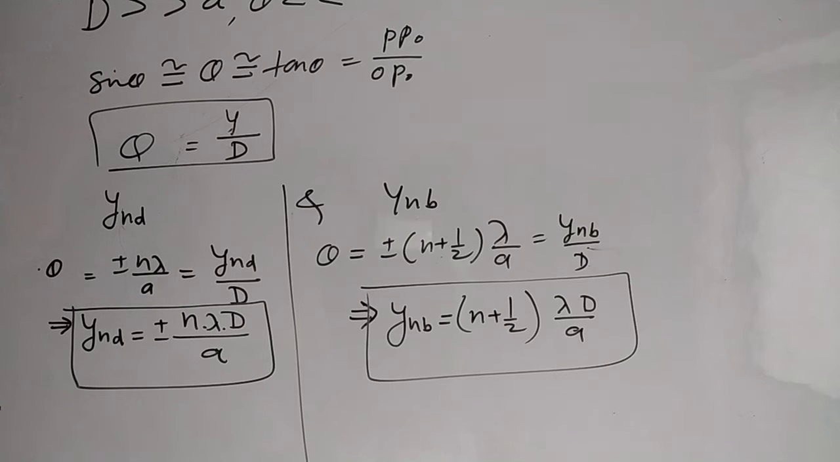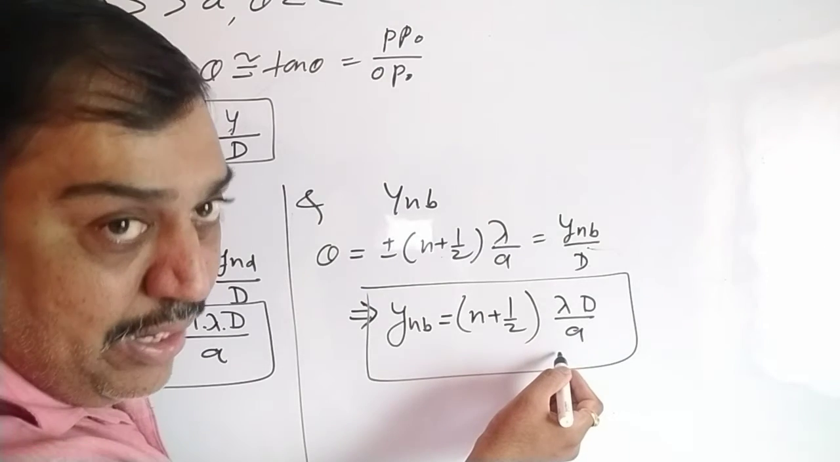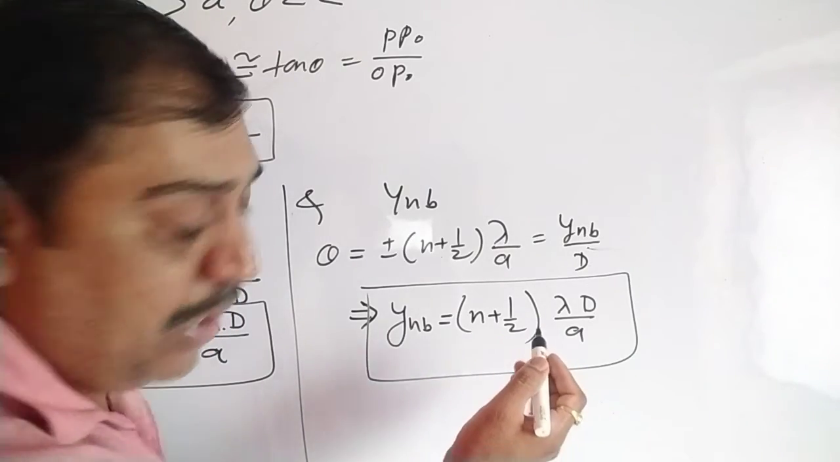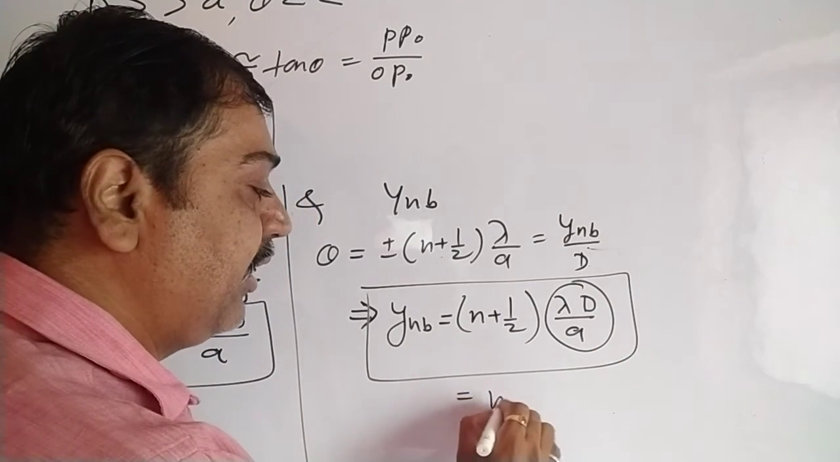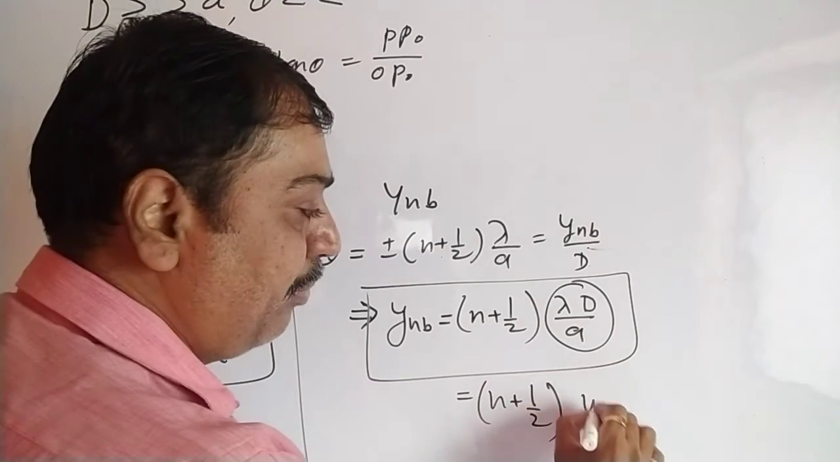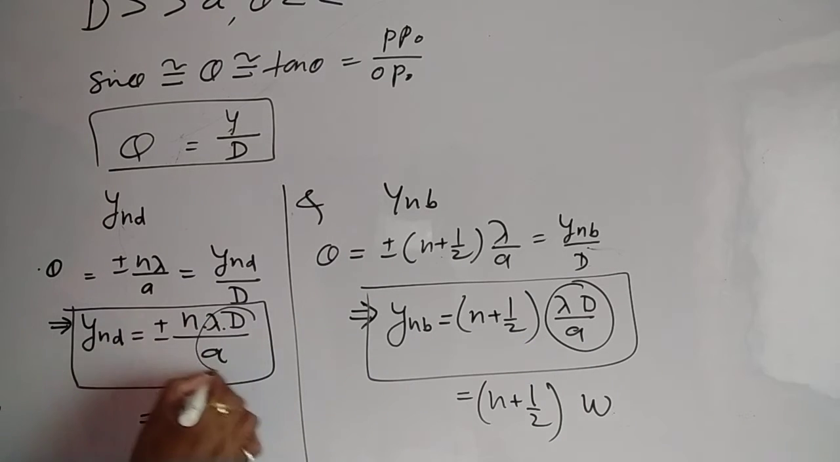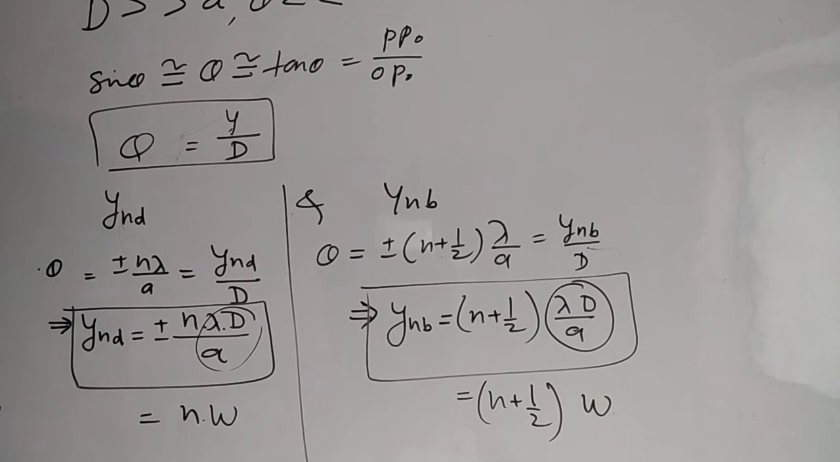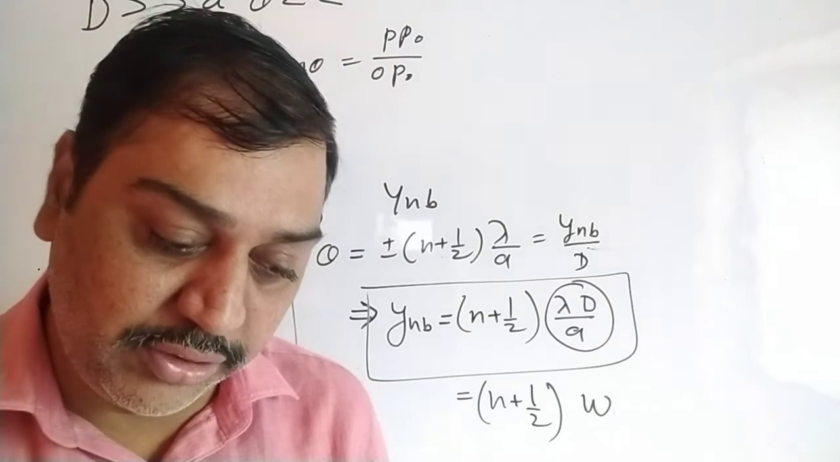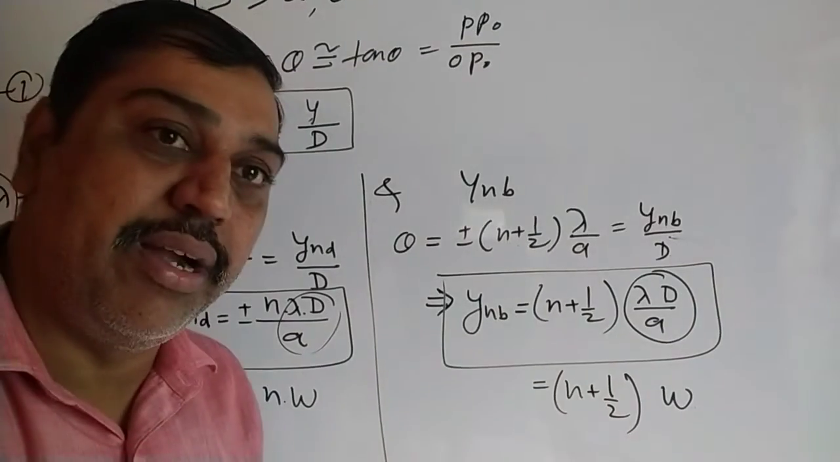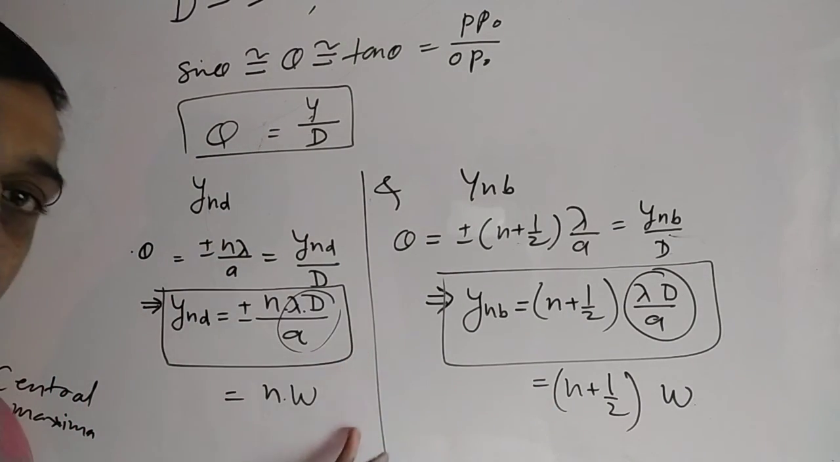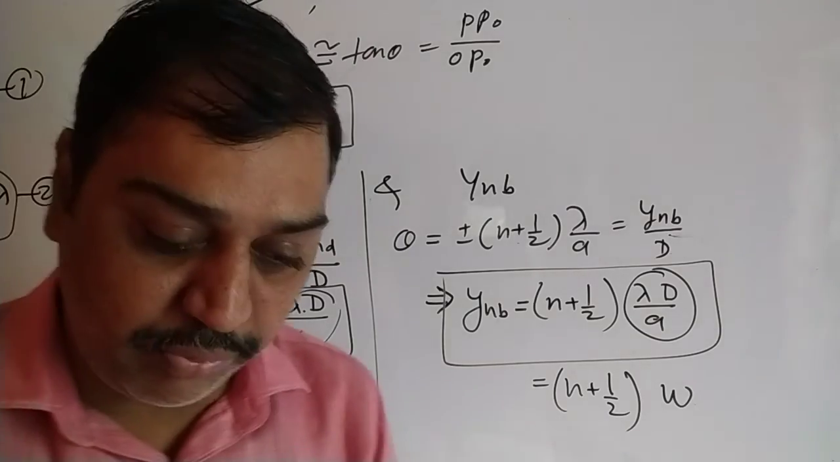Now remember, lambda D by a is said to be the width of central maxima. Lambda D by a, this is the width of central maxima, so you can write n plus 1 by 2 times that width, which was represented by W, so we can write this as W. Similarly, for the initial equation we can write plus minus n lambda D by a, so this term is nothing but W. So nW, n into the half width of the central maxima. So these are the conditions for secondary maximum intensity point, and secondary minimum intensity or dark point. Dark point and bright point, so we have found these conditions.